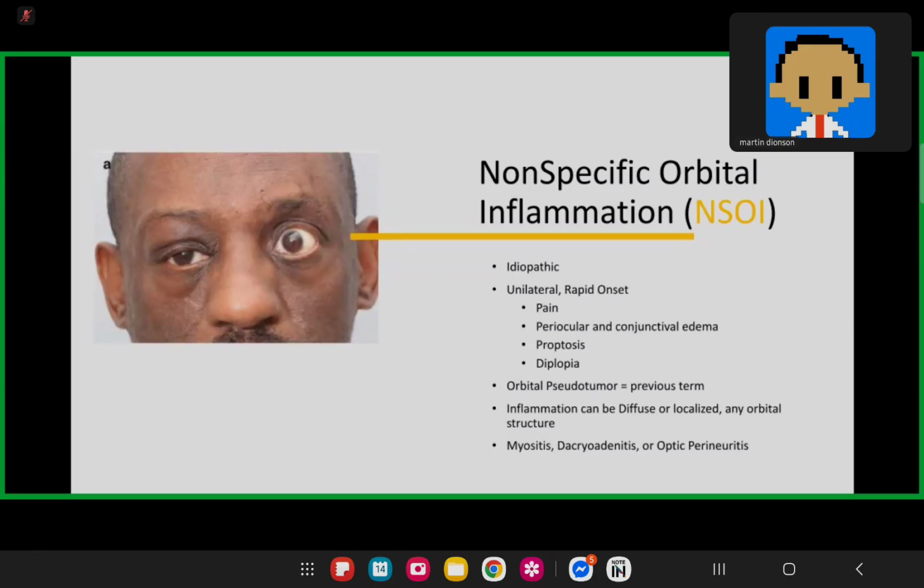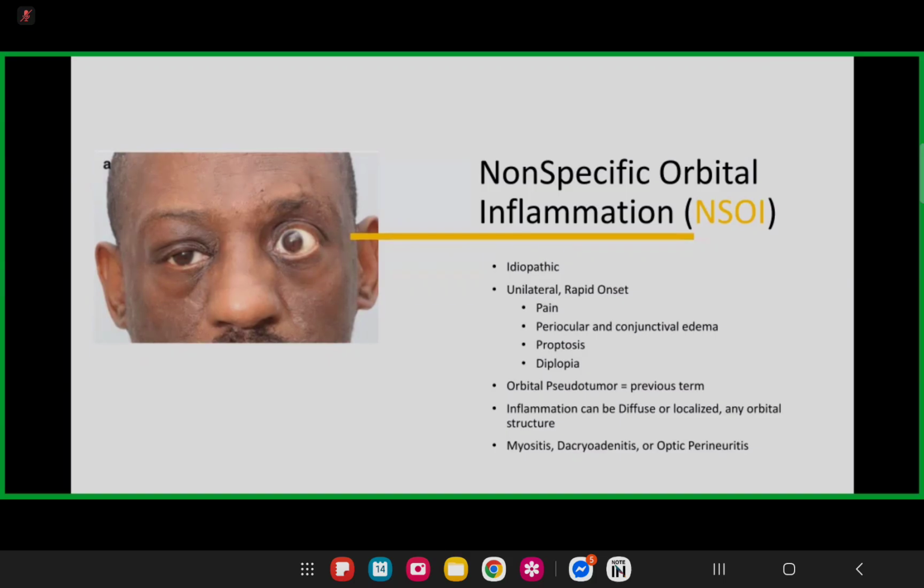Okay, so the inflammation can be diffused or localized, and it can involve any orbital structure. When the extraocular muscles are involved, it's known as myositis. When your lacrimal glands are involved, it's called dacryoadenitis. And when your optic nerve sheath is involved, it's known as optic perineuritis. So those are the different forms of your NSOI.